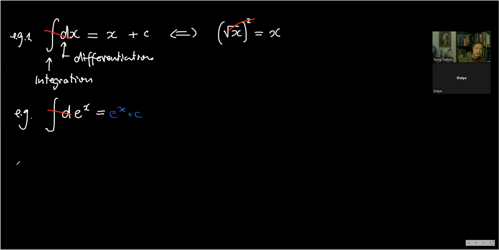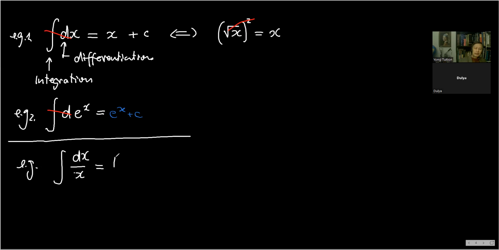I go to another example. How about the integral of dx over x? Can you cancel them? No, because x is a variable. You cannot cancel them. So in this case, you have to use a different idea by recalling that formula.